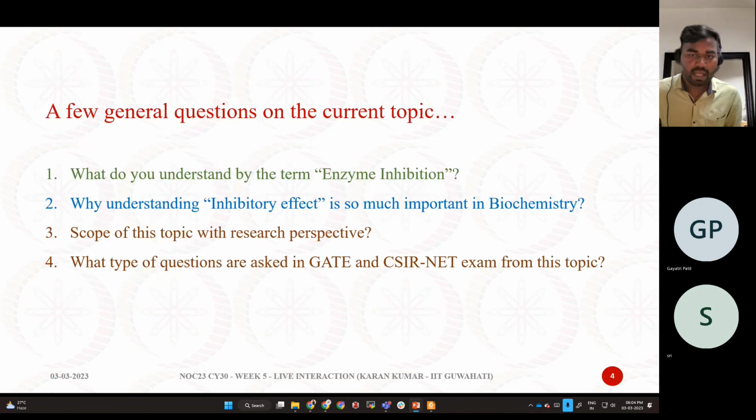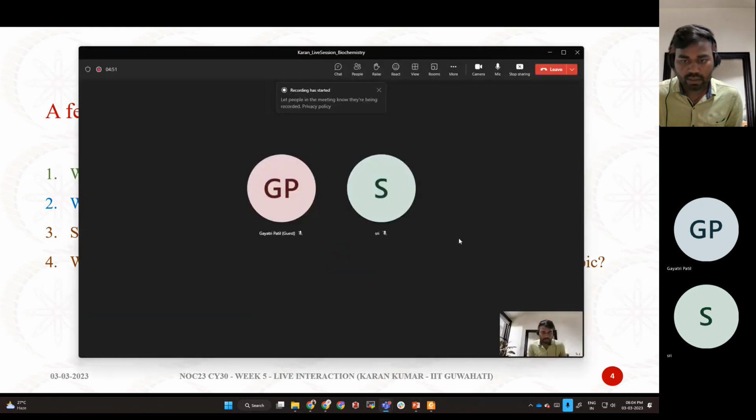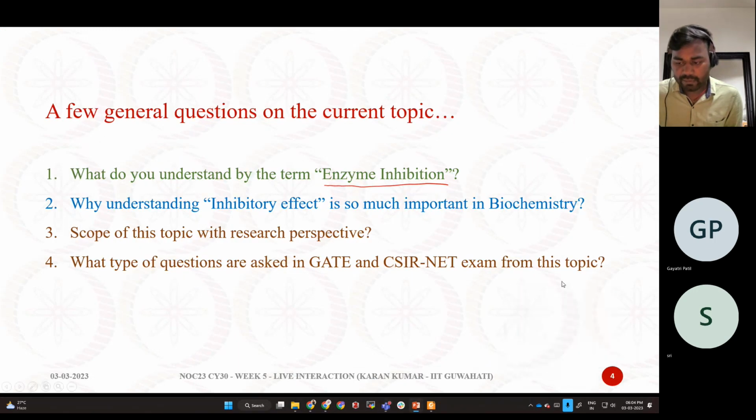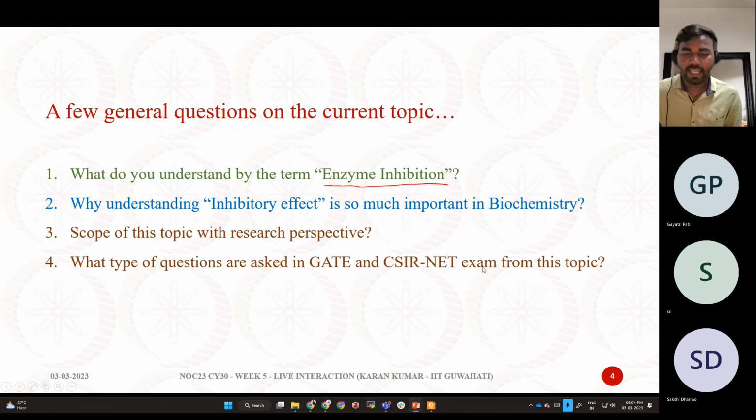Before that, because you have completed the enzyme inhibition module, can anyone unmute themselves and attempt this question? The first one: what do you understand by enzyme inhibition? What do you mean by enzyme inhibition? Anyone? How many are there? Okay, only 2. So any idea about this? What is enzyme inhibition? Anyone?